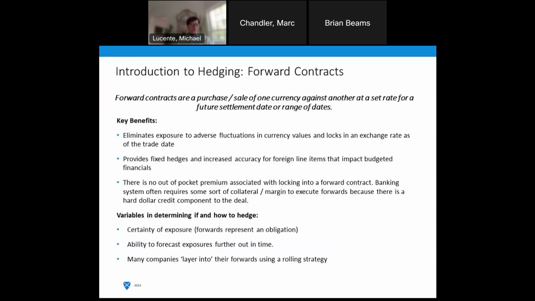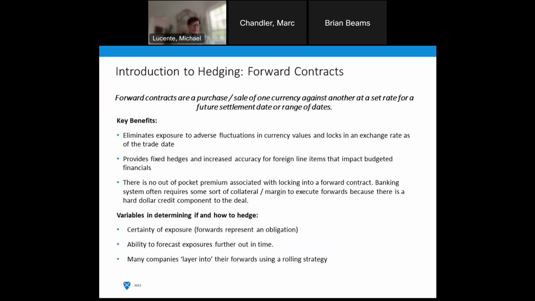A lot of companies, for example, if they're selling in a foreign currency, they might be bidding on a transaction. As soon as they've won the bid, they lock in a hedge to protect that revenue, to be certain that they get the margin they expected when they made the sale in the foreign currency. There's no out-of-pocket premium associated with it. Anything that the foreign exchange market earns, our company or other foreign exchange providers, is built into the exchange rate.